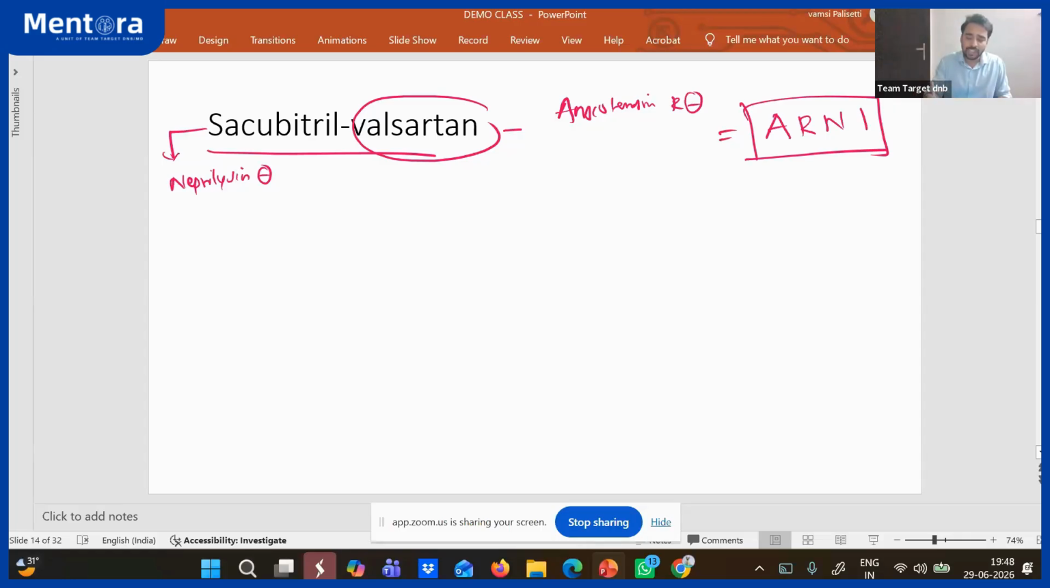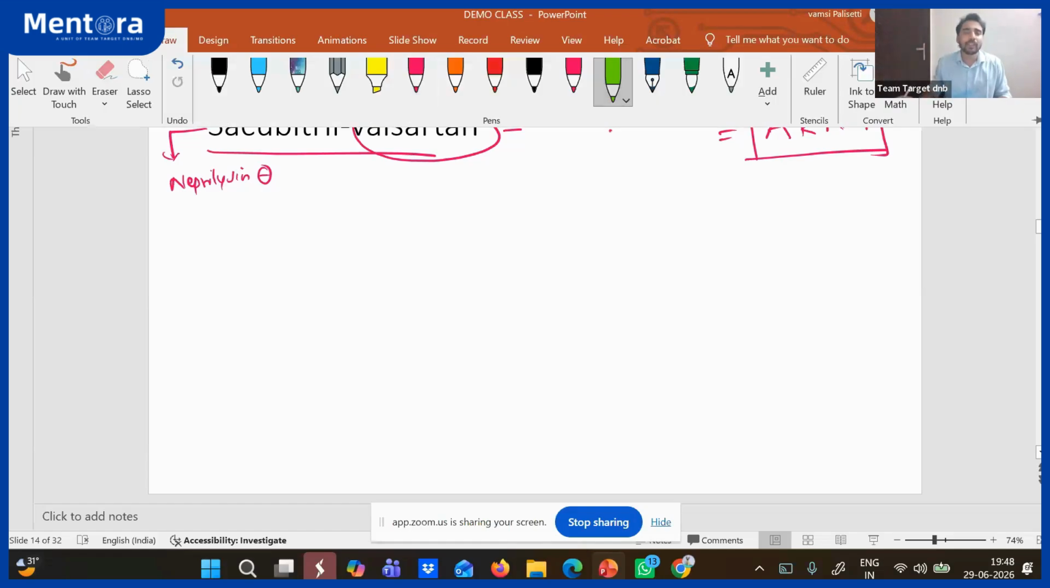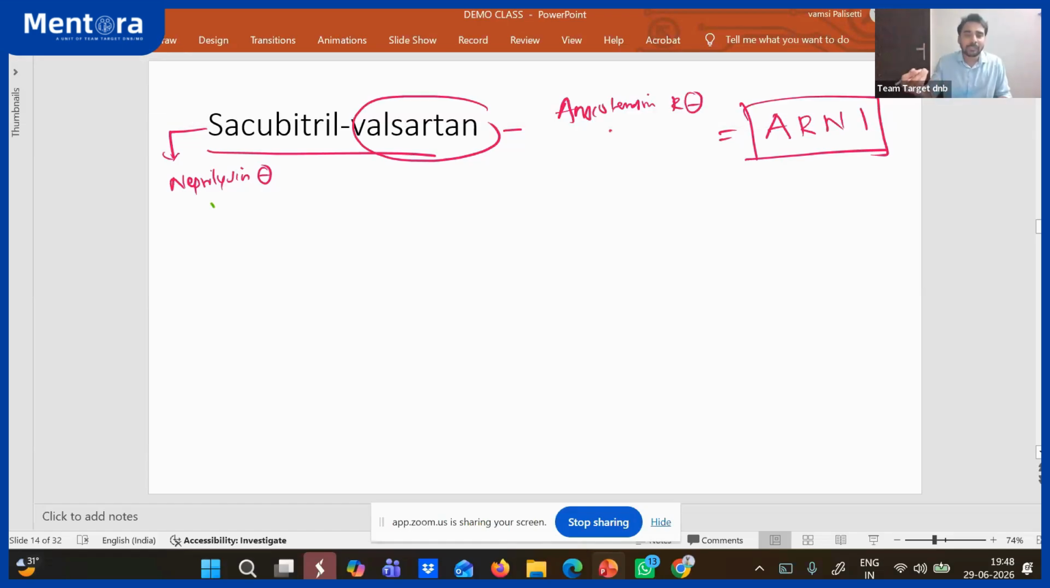So why did they combine an angiotensin receptor blocker with a neprilysin inhibitor? We have to know this. Let us discuss in a brief way. Why are you giving a neprilysin inhibitor? Before knowing this, you have to know what neprilysin is. What is neprilysin?